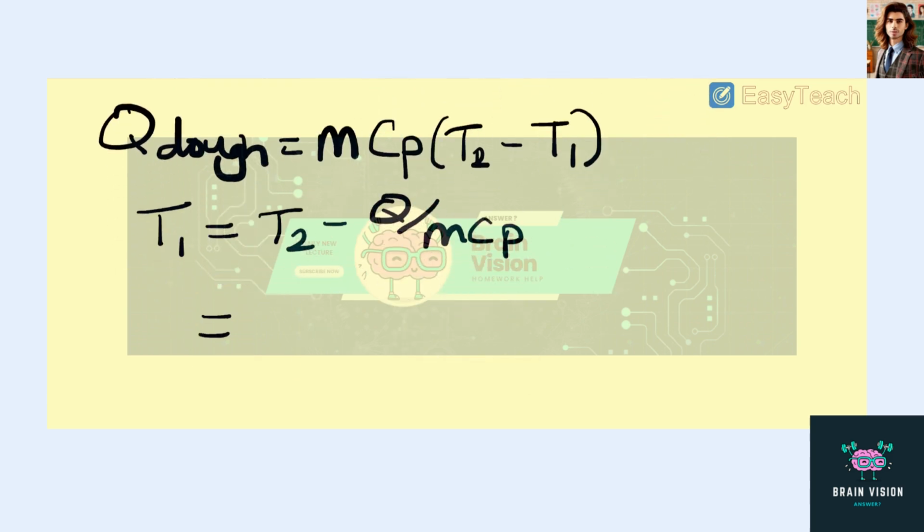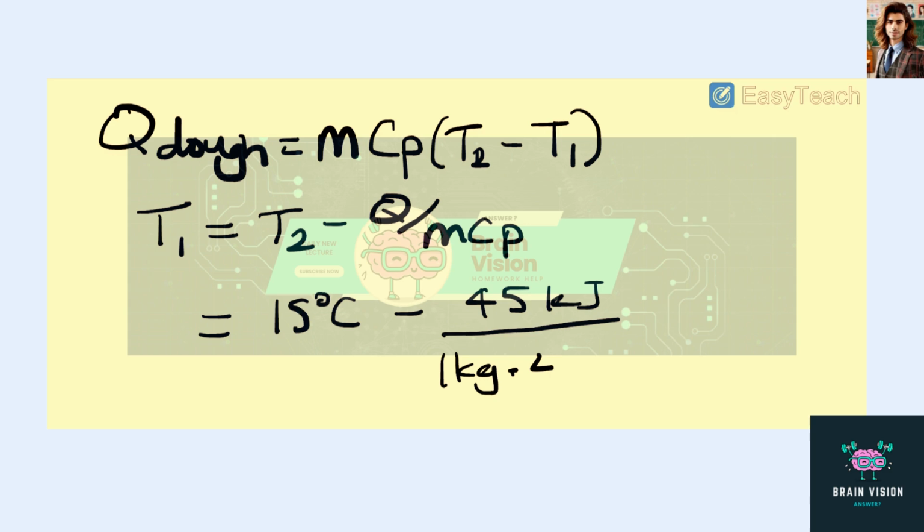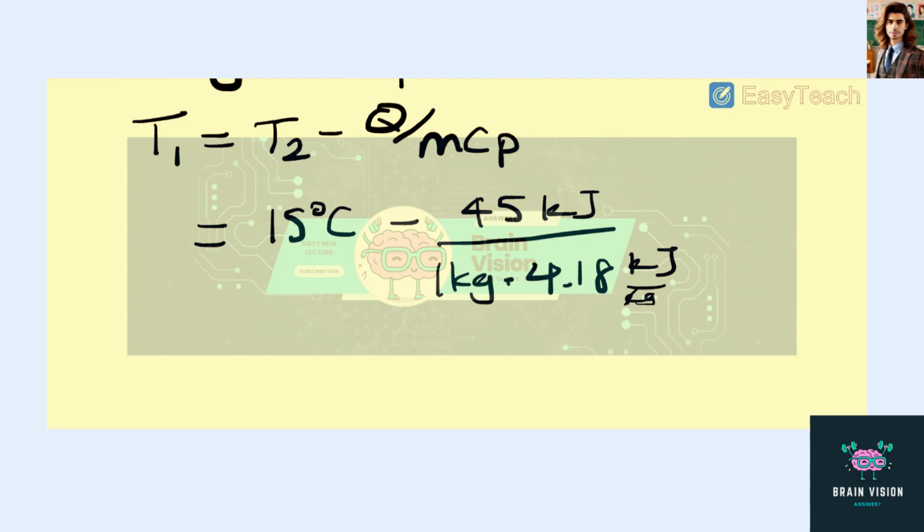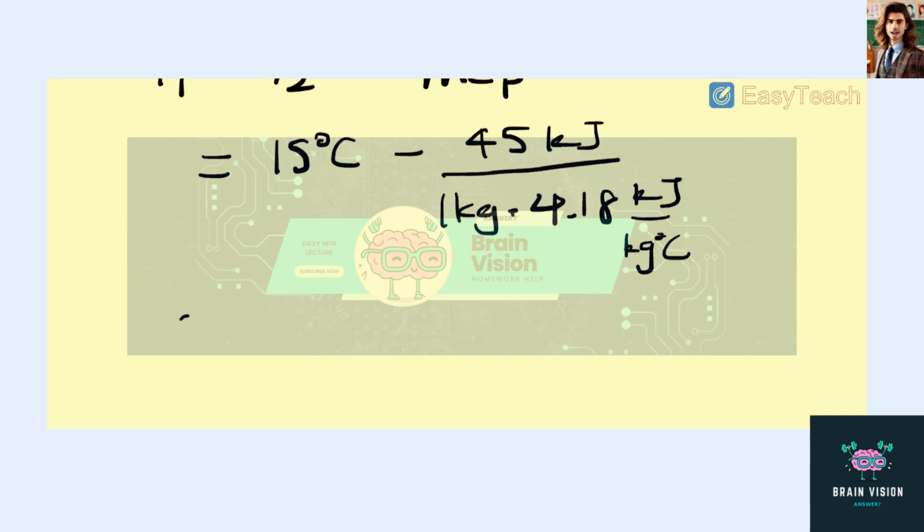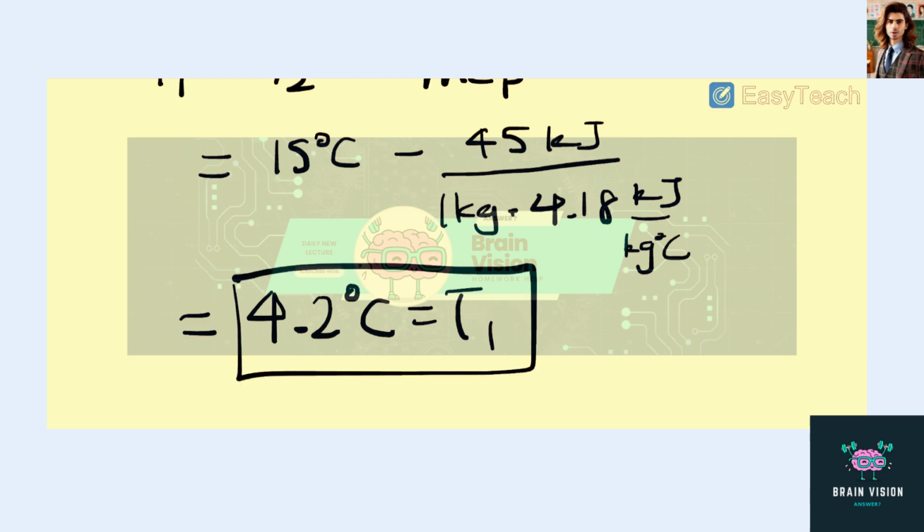So we can see that with T2 equal to 15 degrees C, minus our Q, which recall is 45 kilojoules, all divided by the mass, which is 1 kg, times our CP of 4.18 kilojoules per kilogram degrees Celsius, we can get a total final temperature equal to 4.2 degrees Celsius. So 4.2 degrees Celsius is the temperature that the water should be chilled to before mixing in with the flour to absorb the entire heat of hydration.